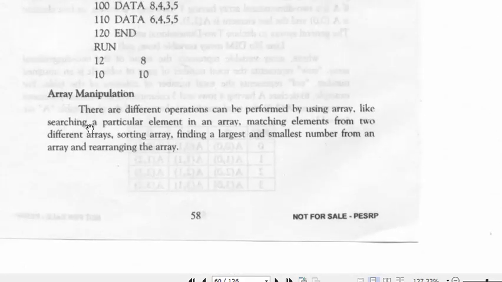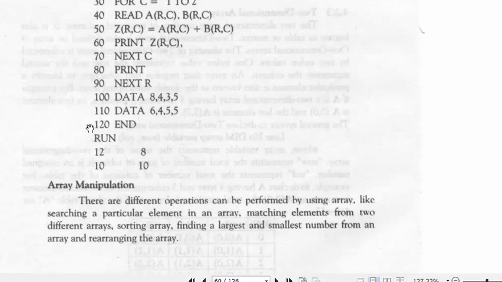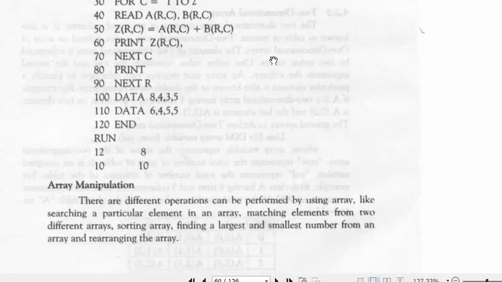And next is array manipulation. The simplest definition of array manipulation is that the action you perform on an array is called array manipulation. There are different operations that can be performed using arrays, like searching for a particular element in an array, matching elements from two different arrays, sorting arrays, finding the largest and smallest number from an array, and rearranging the array. So the processes we use to perform on an array to get the required output are called array manipulation.